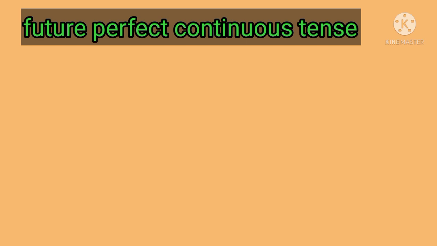Look at these examples carefully. By Christmas, I shall have been working in this office for 10 years. It means I still would be in service thereafter. Or look at this example. By 2030, she will have been completing 12 years of teaching experience. That means she would retire after 2030. Or maybe she wouldn't retire. We can't say it for sure.